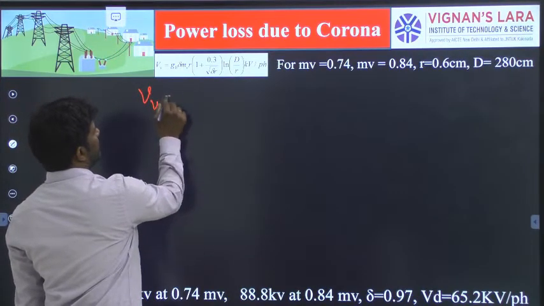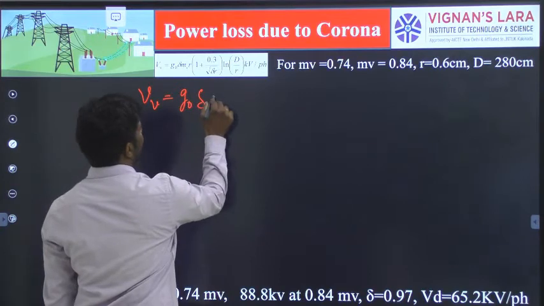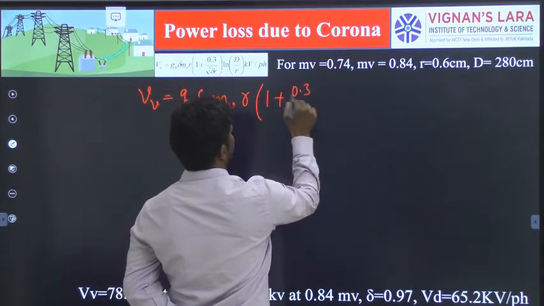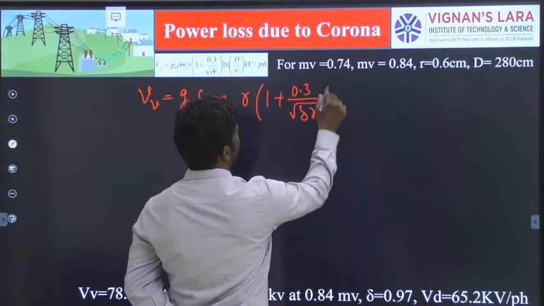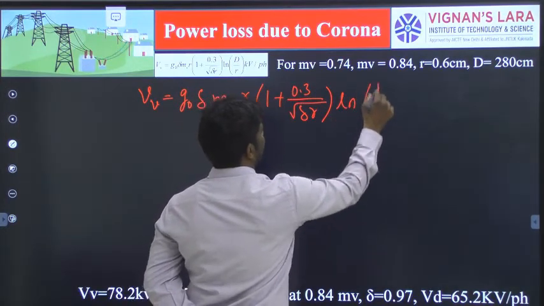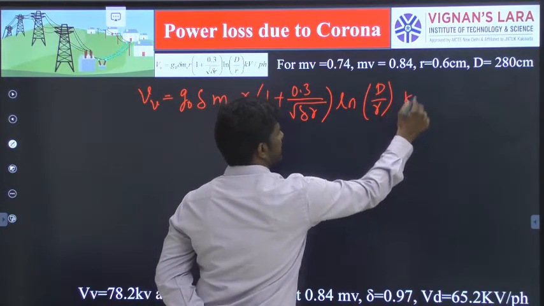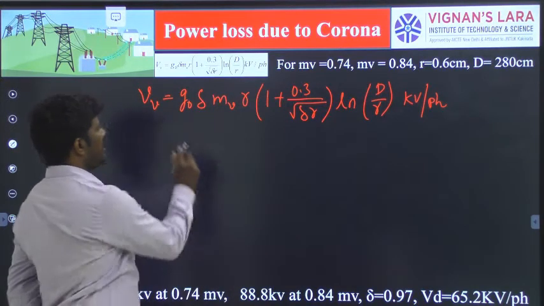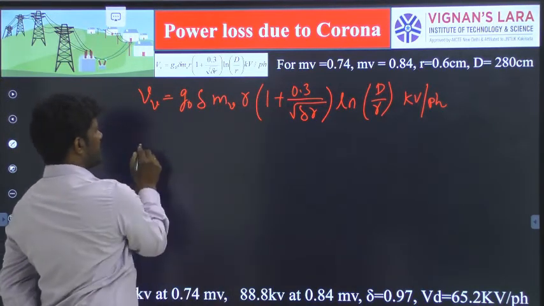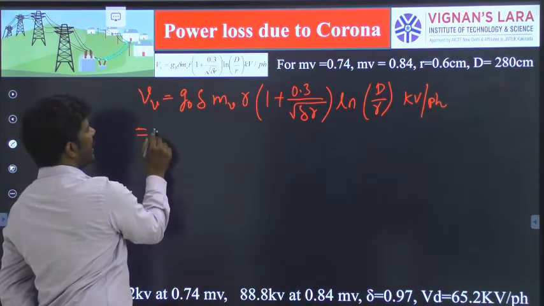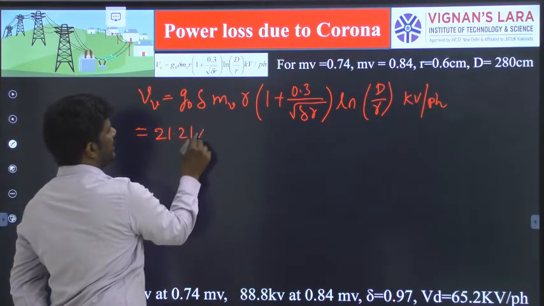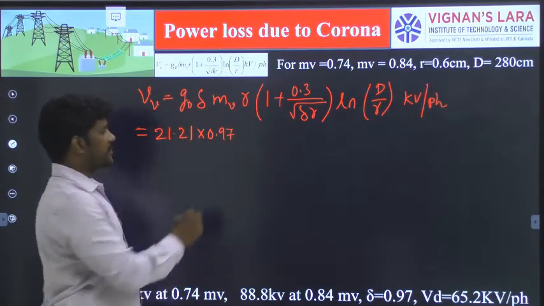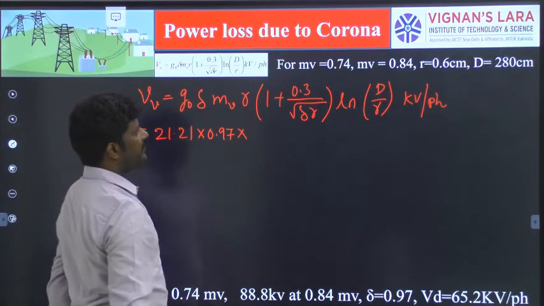And next we have to calculate the visual critical voltage. The formula for visual critical voltage is G naught delta MV R into the factor 1 plus 0.3 by square root of delta R, into ln of D by R, whose unit is kilovolts per phase. Let me substitute all the values so that VV is equal to G naught value 21.21, delta value 0.97, previously calculated, into MV value.